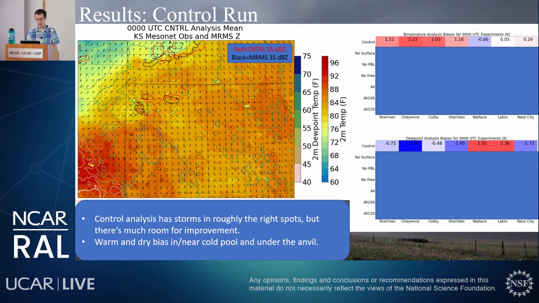So this is just for the control run, looking at error stats here. I'm going to draw your attention to the Sherman and Cheyenne Mesonet stations, this is Cheyenne, this is Sherman here, they're the ones that are in the cold pool. And they've got a warm bias and a dry bias in dew point. Colby, which is under the anvil here, is also a bit warm and dry.